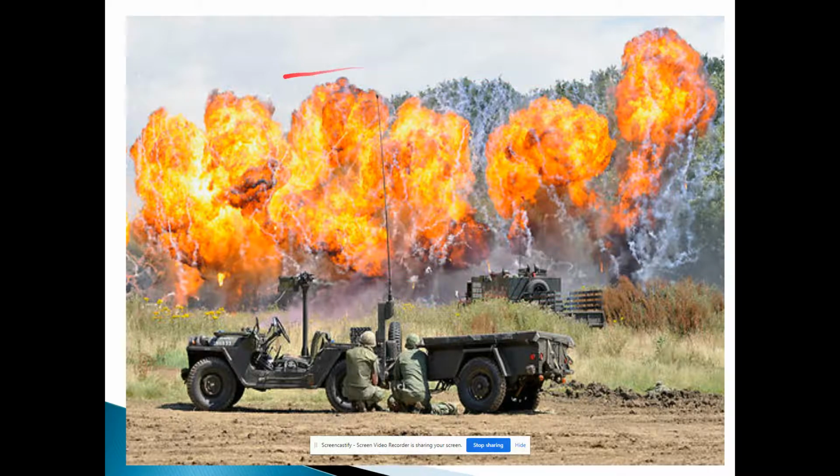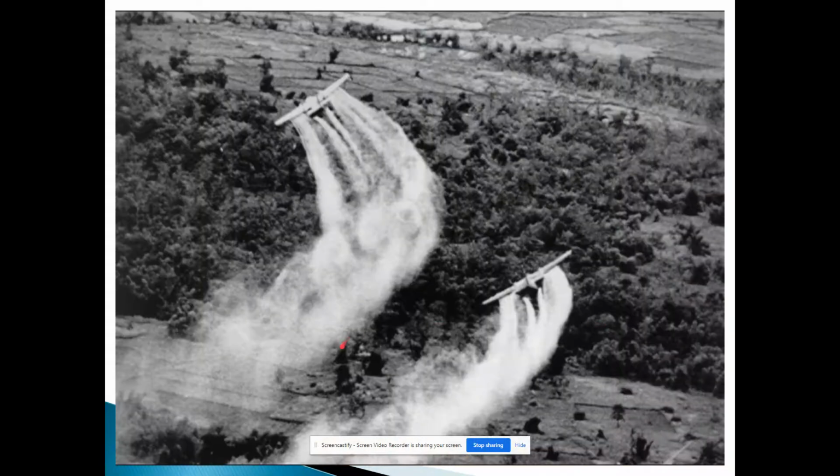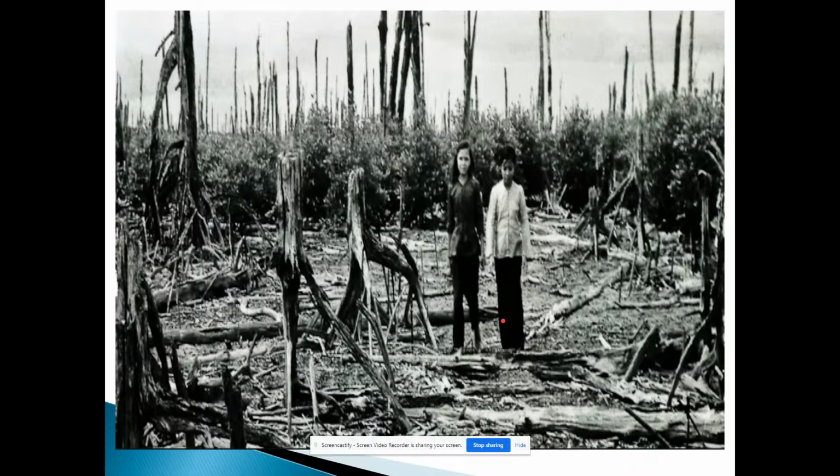I'm not photoshopping any of this. The photo's been cropped. These are actual fires. These planes are dropping Agent Orange, chemicals that would kill these plants. Would it work? Yeah, it absolutely would work.